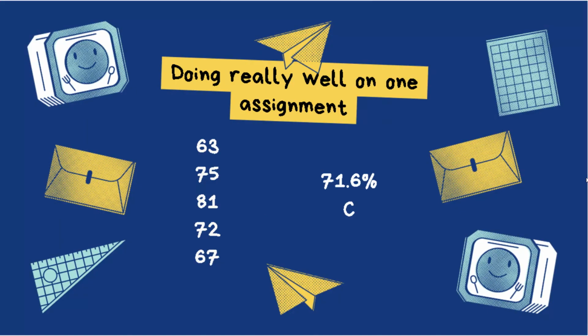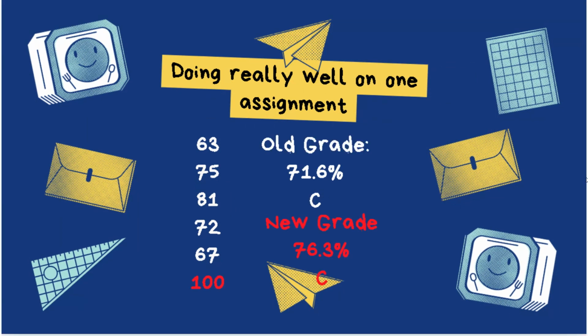I also often have students that ask me why their grade didn't go up to the grade that they thought it would be after they worked really hard or did really well on one assignment. Let's take a look at this student. They have a D, a C, a B, a C, and a D. Their grade averages out to a 71%, which is a C. Let's see what happens if on their next assignment they get 100%.